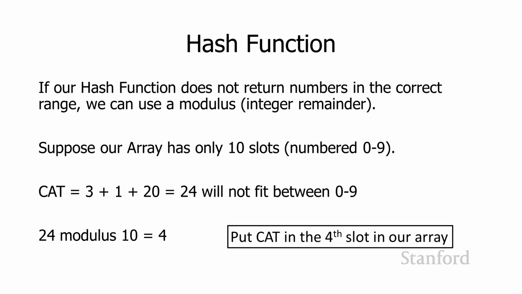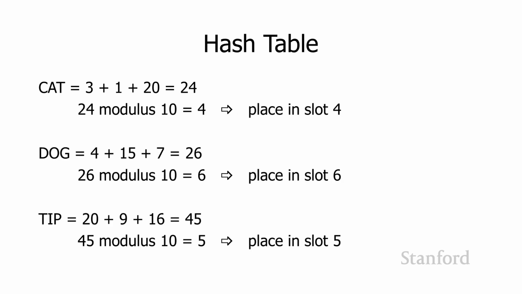What we're going to do is take cat, which gave me 3 plus 1 plus 20, which is 24. And I need that to fit between 0 and 9. So I'm going to take the 24 and do a modulus on 10. Again, modulus gives me the integer remainder. So this is basically saying, take 24, divide it by 10. That would give you 2 if we were doing integer arithmetic. What's the remainder? The remainder is 4. So the modulus is 4. And so I would put cat in the 4th slot in our array here.